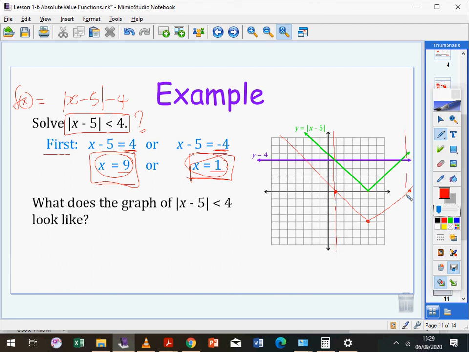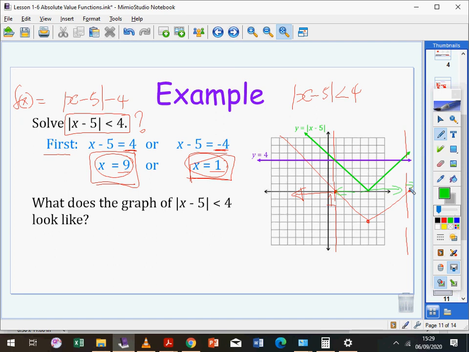what does this function, or do the values of x before 1 satisfy the inequality |x minus 5| less than 4, right? And then ask yourself again, do the values of x between 1 and 9 satisfy the inequality, or is it the values of x after 9? Because remember, you're looking for a solution set.